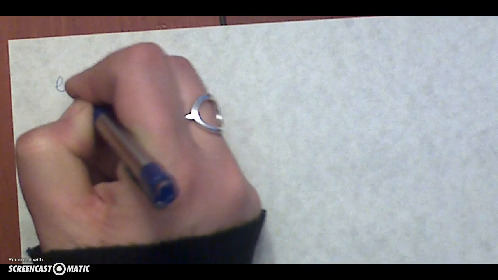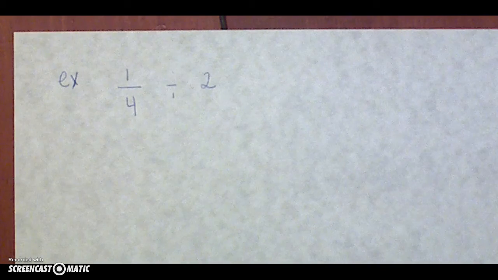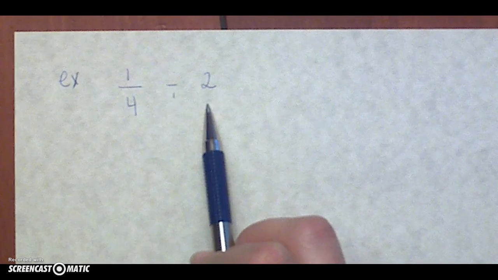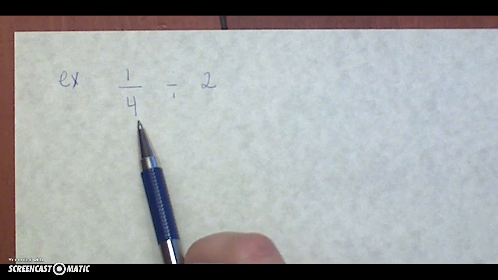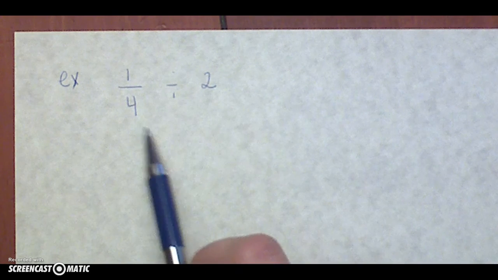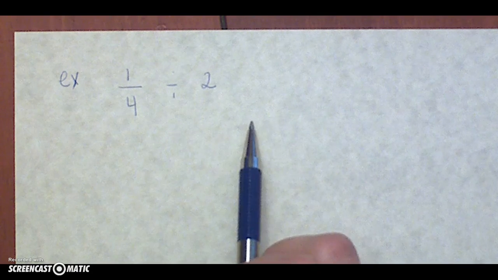Okay, so let's try some examples. If we have the example 1/4 divided by 2. The first thing I want to point out is in the last lesson, the whole number was being divided by the fraction. Here we're dividing a fraction by a whole number. So the fraction is going to come first in our equation when it's written in this fashion.